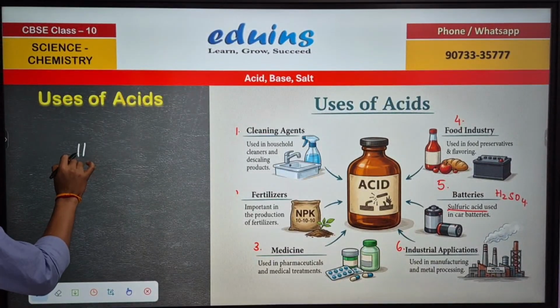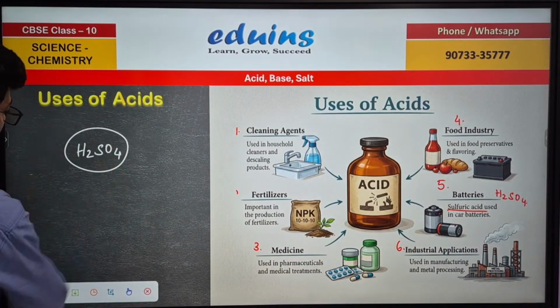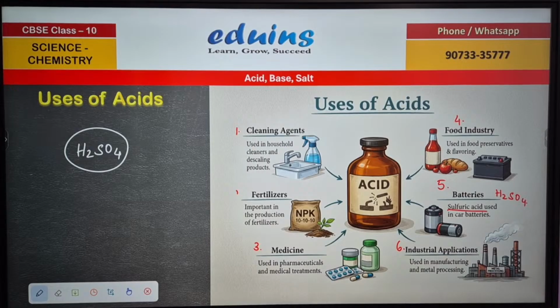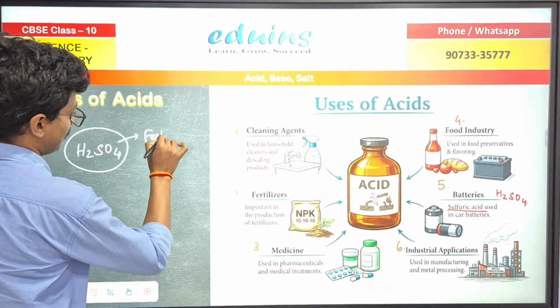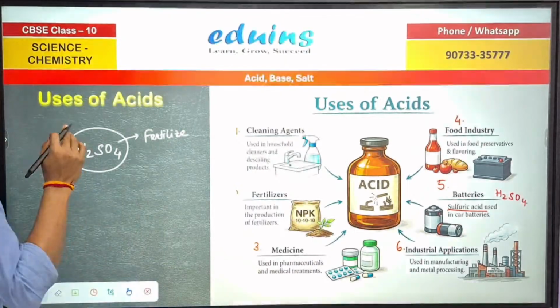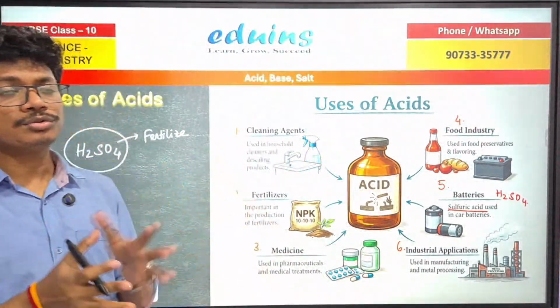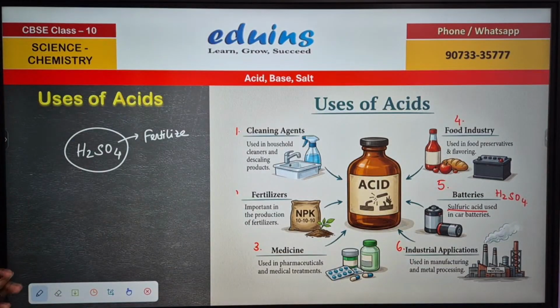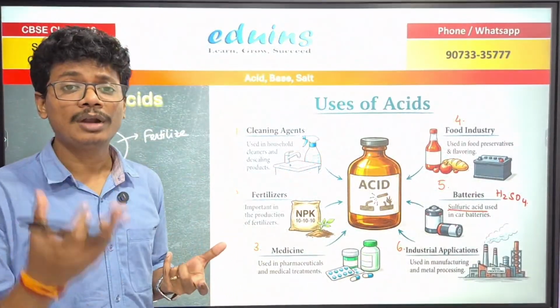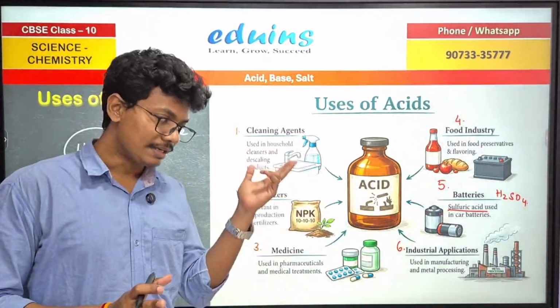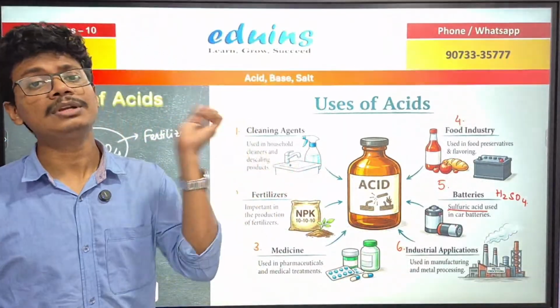where is it used? Does anyone know? Where is it used? This H2SO4, where is it used? Here H2SO4 is also used in the fertilizer industry. Fertilizer: the nitric acid is used for the production of ammonium nitrate, and the sulfuric acid is actually used for the production of ammonium sulfate. Okay, nitric acid, ammonium nitrate, sulfuric acid, ammonium sulfate.